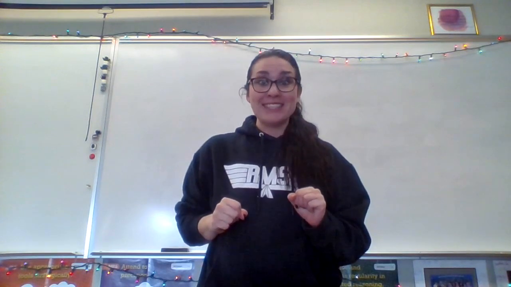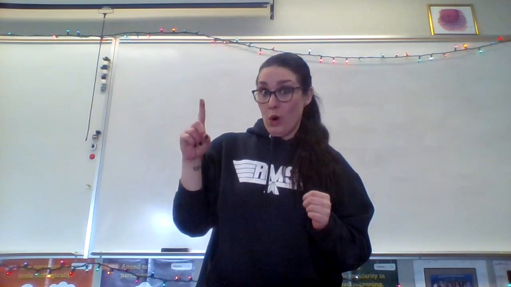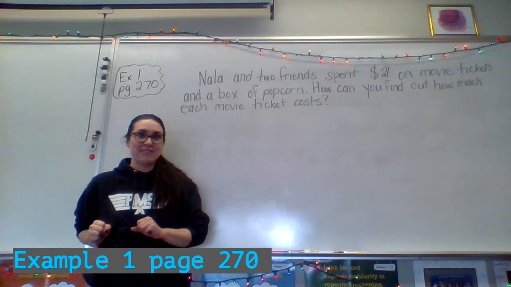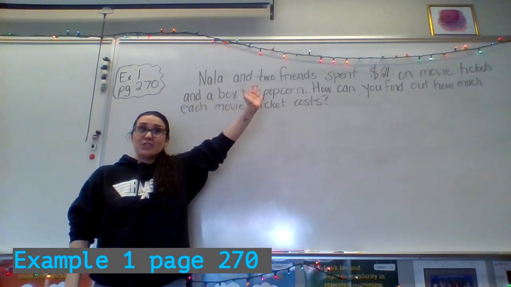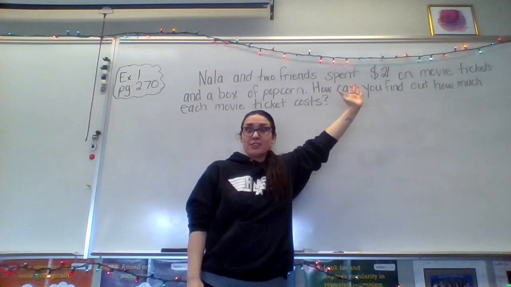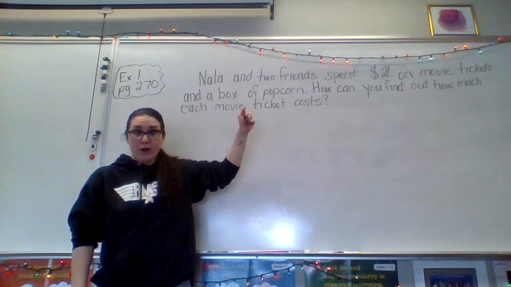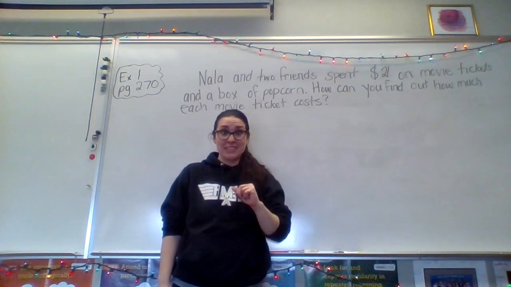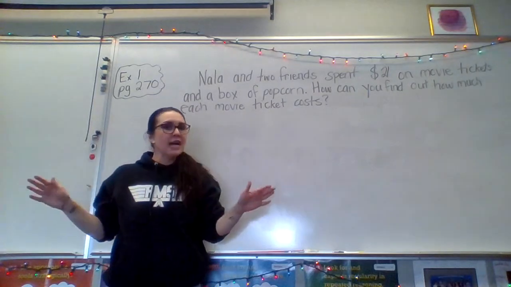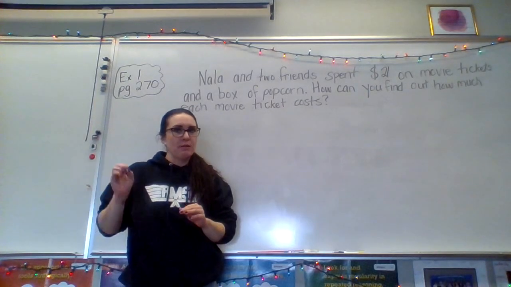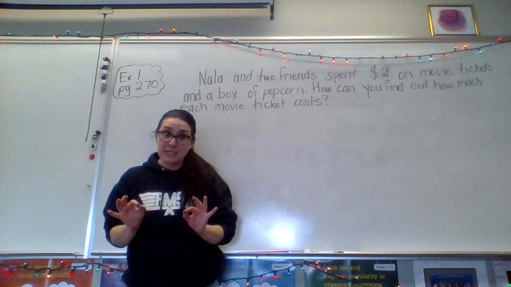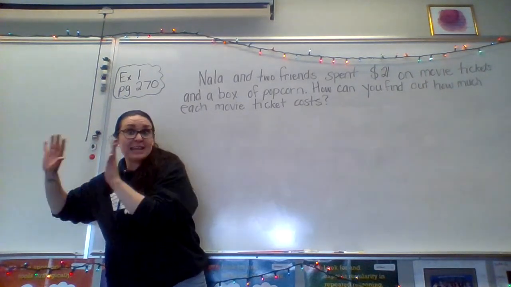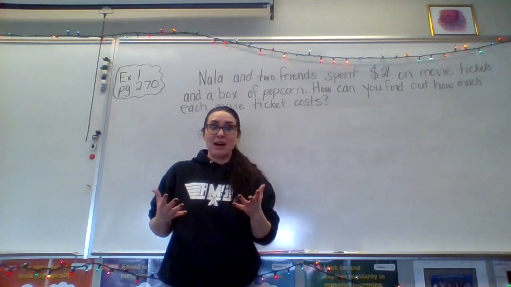So the first problem that I would like to look at together is actually example number 1. All right, my friends, again, this is example number 1 on page 270. So we have Nala and 2 friends spent $21 on movie tickets and a box of popcorn. How can you find how much each movie ticket cost, right? So let's put aside the fact that $21 for 3 people and popcorn is a screaming deal, not super duper realistic. Let's set that aside. But how can we figure this out?